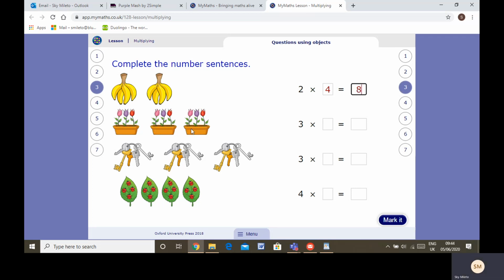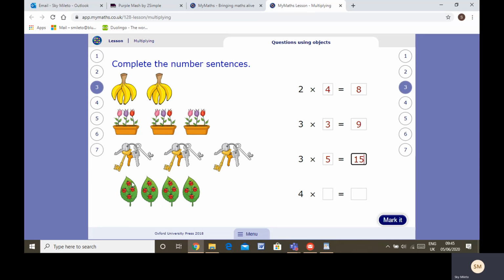We've got 3 lots of 3. We've got 3 beds or pots of 3 flowers. 1, 2, 3, 1, 2, 3, 1, 2, 3. So it'll be 3 times 3, and 3 times 3 is 3, 6, 9. Got keys on a wire here. On each key ring, we've got 1, 2, 3, 4, 5. So 5 there, 5 there, 5 there. 3 times 5, and 3 times 5 is 5, 10, 15.